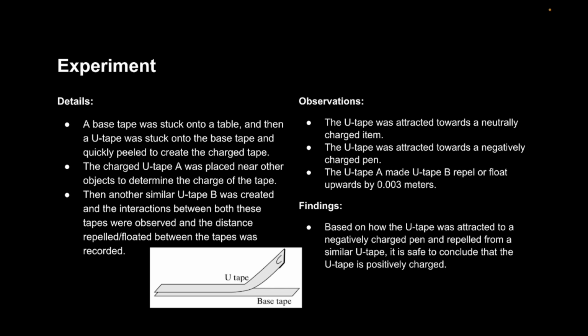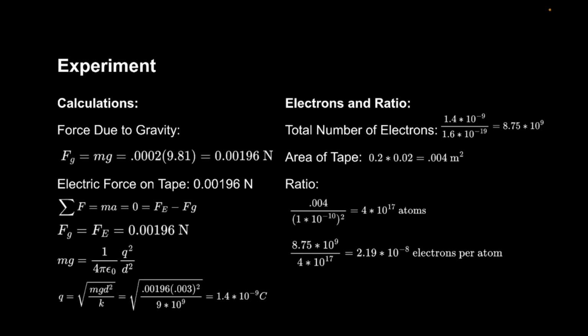So our observations include that the U-tape was attracted towards a neutrally charged item and a negatively charged pen, and that U-tape A made U-tape B float upwards by 0.003 meters. Based off how the U-tape was attracted towards a negatively charged pen and repelled from a similarly made U-tape, it is safe to conclude that the U-tape was positively charged.